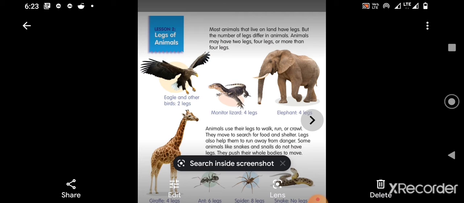cow, goat, sheep, and so many other animals, whichever you have seen which has 4 legs, you can add there. So all these animals have 4 legs, and we will take the elephant and discuss how the 4 legs are helpful to the elephant, children. Yeah, to search for food, to search for water. We saw in the previous lesson, wild animals search for their food.